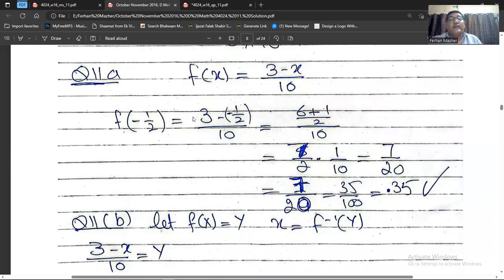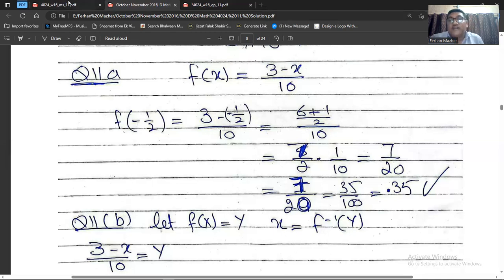So we'll take the LCM here. So 2 is the LCM. So (6 plus 1) divided by 2, and downstairs you have 10. This will become 7 by 2, and when this 10 comes upstairs, it will become 1 by 10. So you will have 7 by 20. So 7 by 20 is basically multiply upstairs and downstairs by 5. So you will have 35, and make downstairs 100. So 35 by 100, so it will be 0.35.